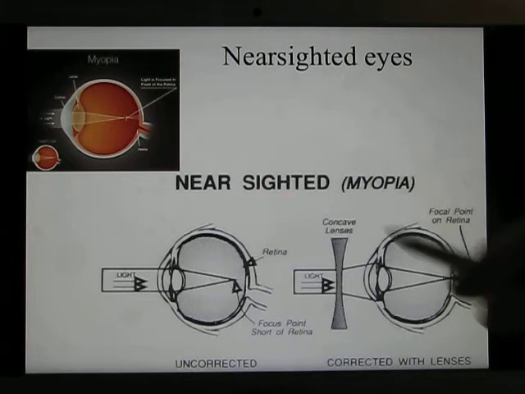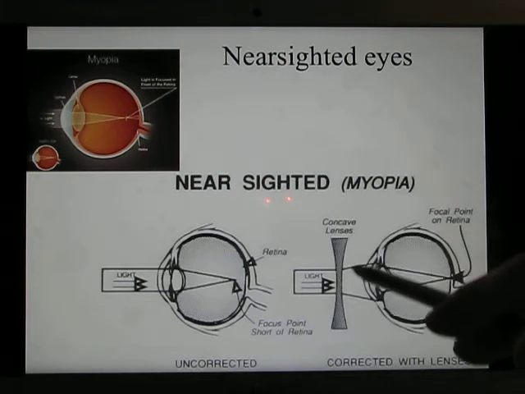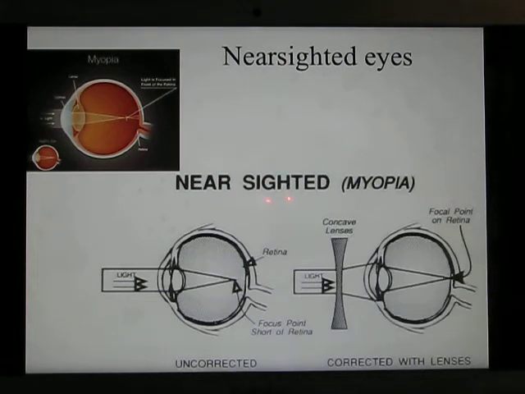So your nearsighted glasses, they are concave lens.